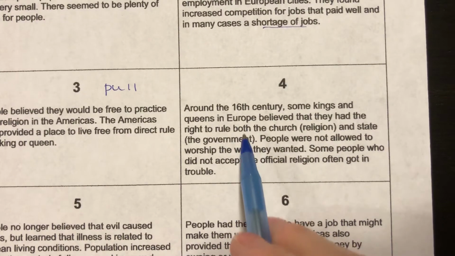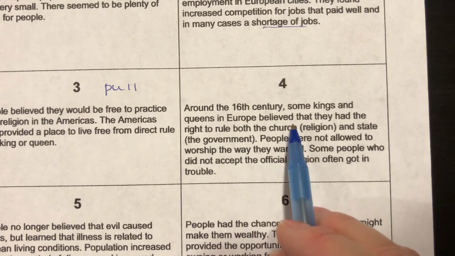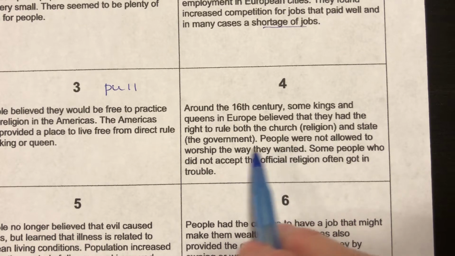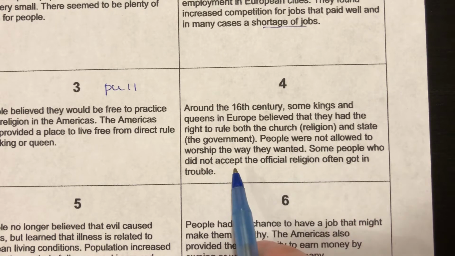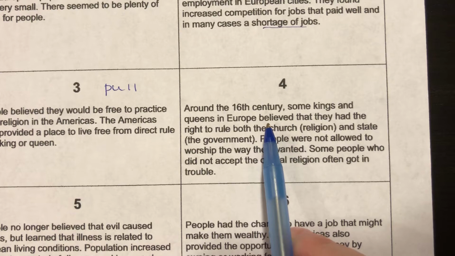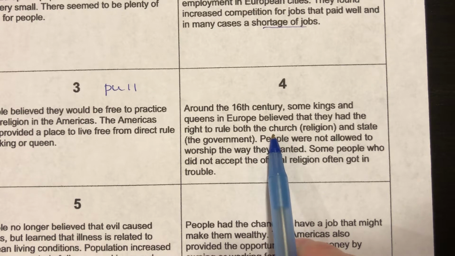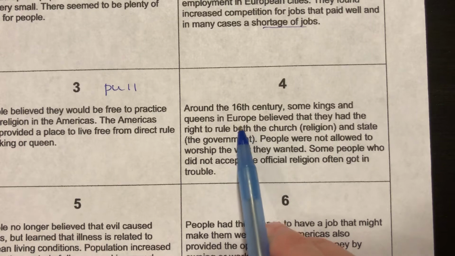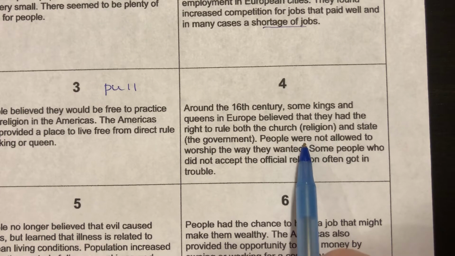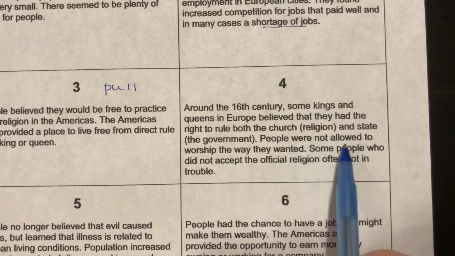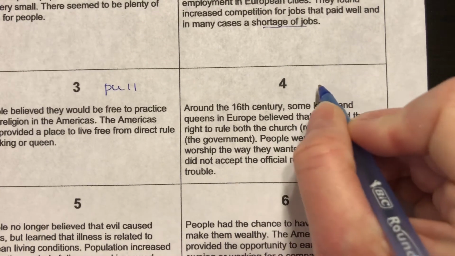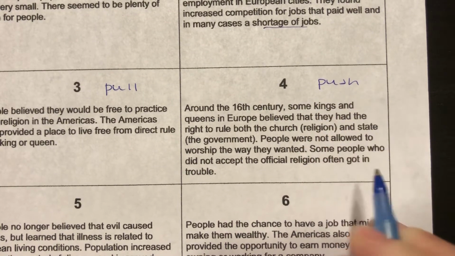Number 4, around the 16th century, some kings and queens in Europe believed that they had the right to rule both the church and the state. People were not allowed to worship the way they wanted. Some people who did not accept the official religion got into trouble. So this is something about Europe that the people living there did not like. The kings and queens believed that they could control the church and religion, so basically force them to practice their religion, okay? And people weren't allowed to do what they wanted with that. So this right here, number 4, would be a push factor. This is something about Europe that they did not like that would push them out.